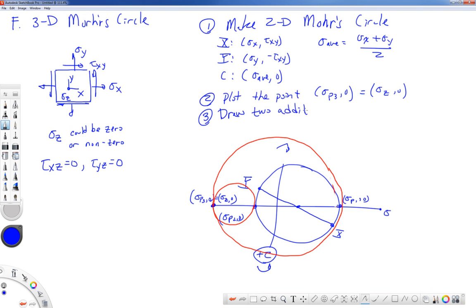We draw these 2 additional circles, sigma p3 to sigma p2, sigma p3 to sigma p1. So that is a 3D Mohr circle.